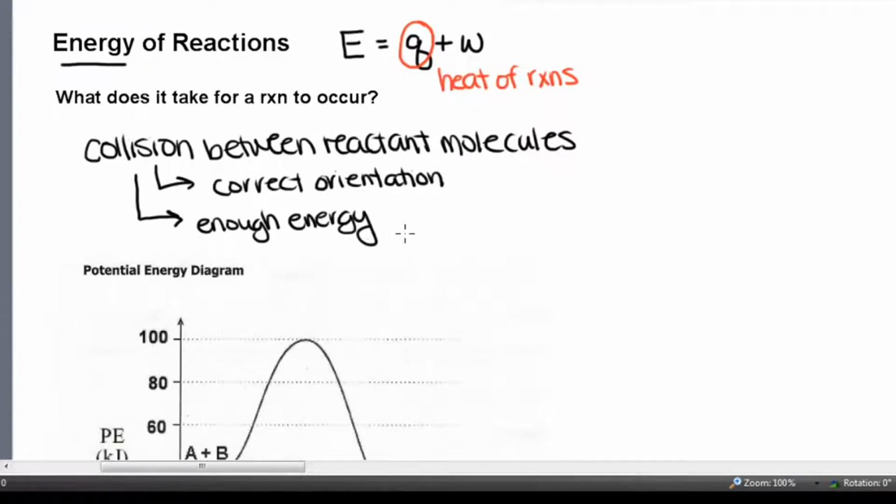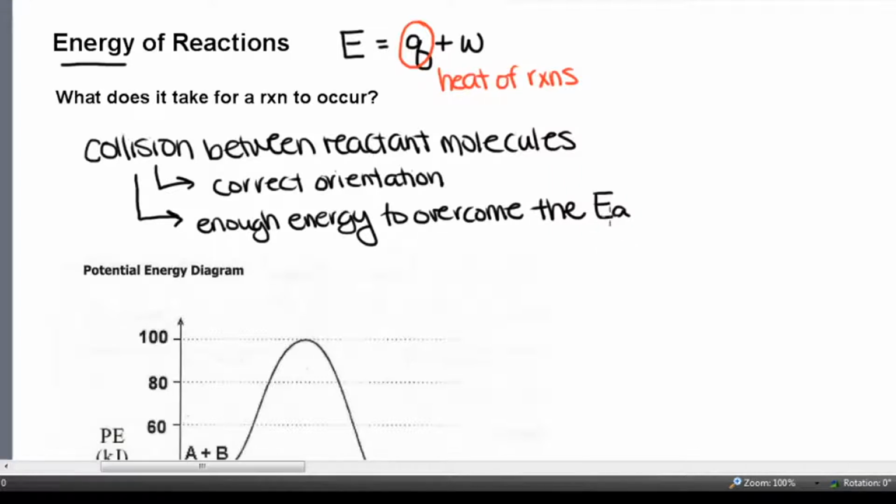to break the bonds of the reactants and then form the bonds of the products. This process of breaking and forming of bonds is what we call going through a transition state and overcoming what we call the activation energy. So the collision needs to have enough energy to overcome the E sub A. This is our activation energy. We'll define this further here in a little bit.